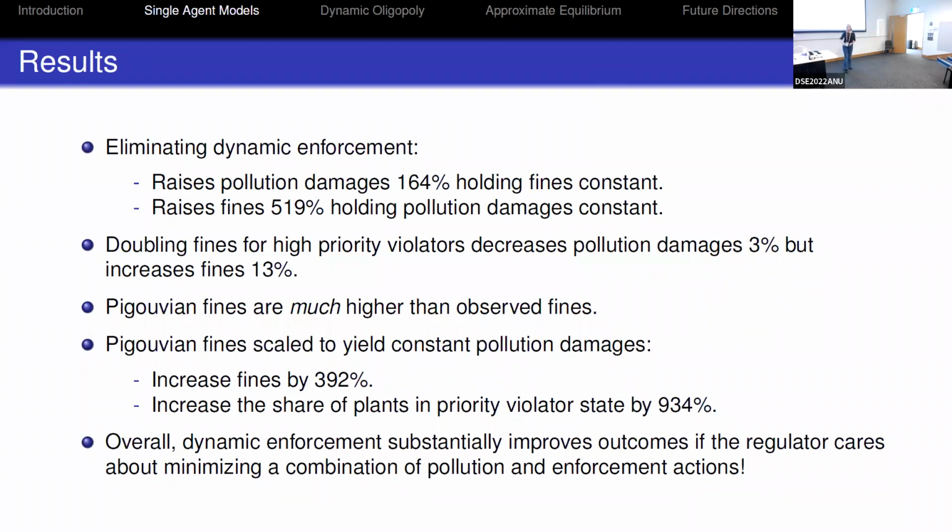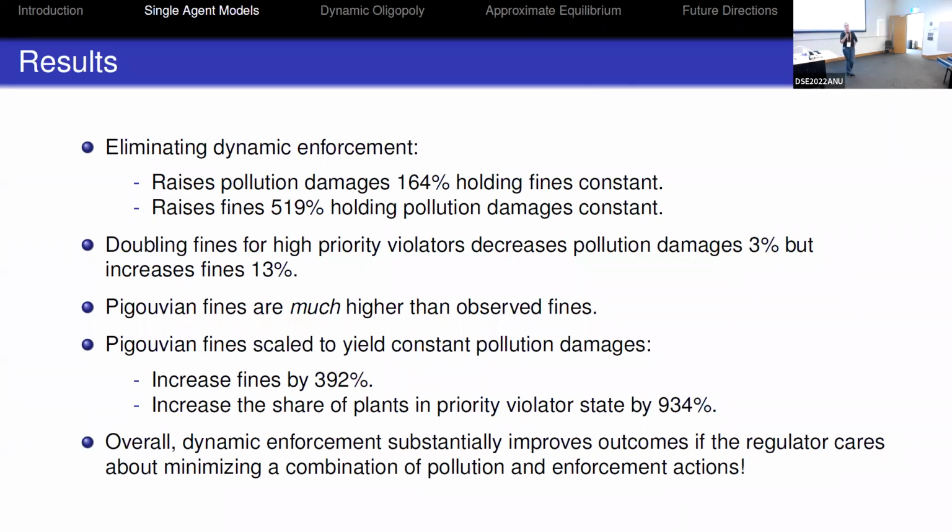Peruvian fines are way higher than observed fines, coming back to this idea that in the United States, we're not so good at efficiency of pollution regulation, but fine. We end up taking the Peruvian fine escalation shape and scaling it down to get to the actual damages that we see from pollution. Fines still increase by almost 400%.